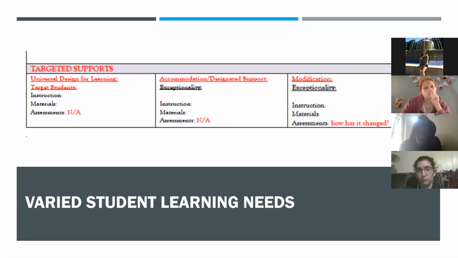And then certainly one of the most important parts is in planning. How do we plan for varied student learning needs? That's already in your lesson plan. You've already talked about these target students and how you are differentiating for their learning. And that's a big piece of the edTPA.